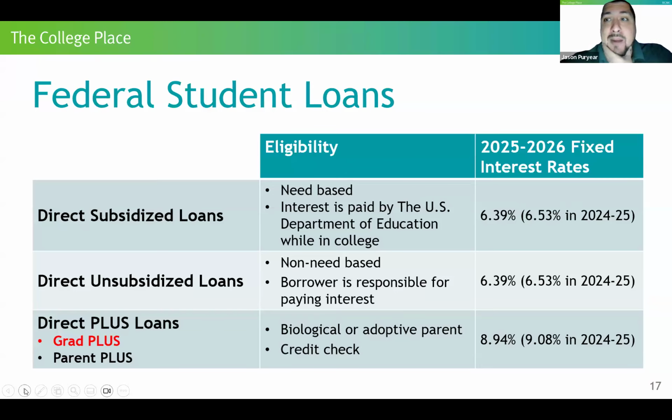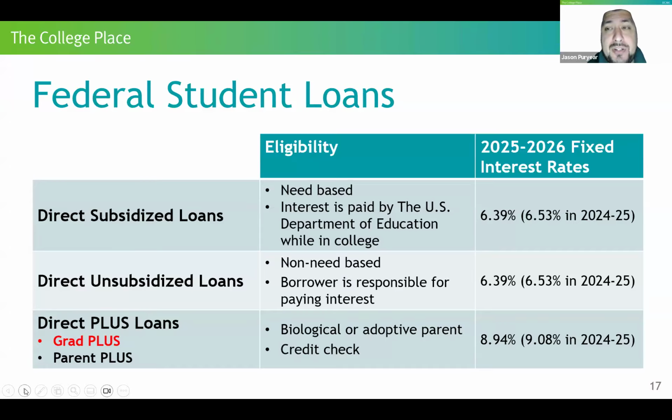You may be asked to take out a Parent Plus loan to help you pay for your education. Parents, if you're asked to do that, you do need to pass a credit check in order to get access to these funds. A biological or adoptive parent is needed to get access to this.